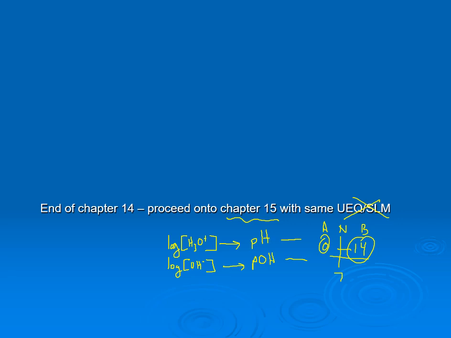So we want to develop that. We also want to develop a constant value called Kw, which is an ionization constant. We'll develop that as well, even earlier than this material.